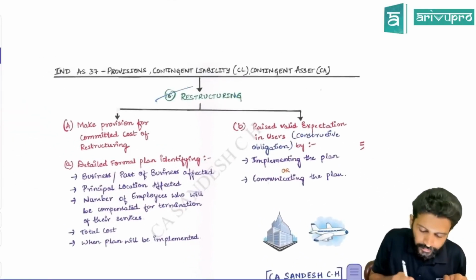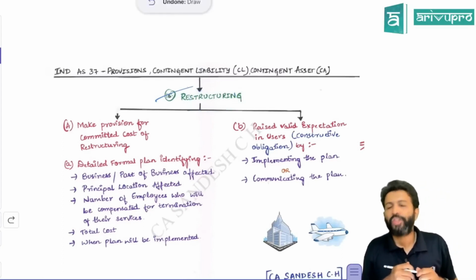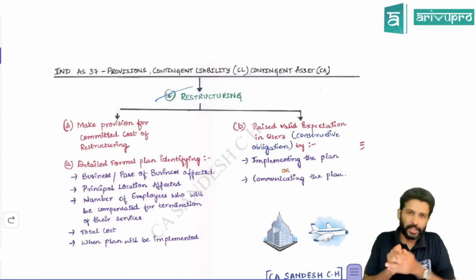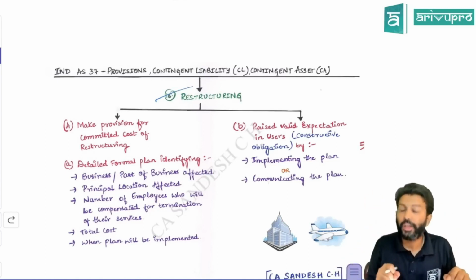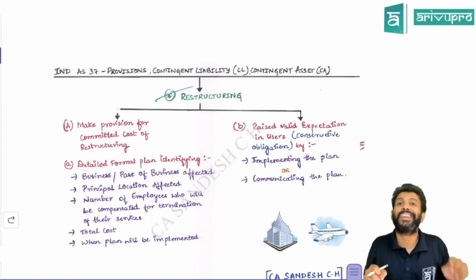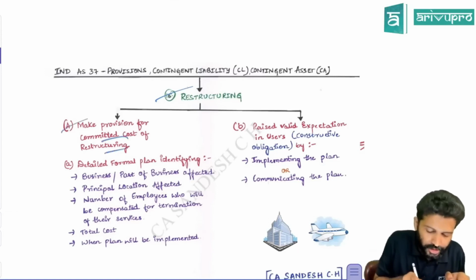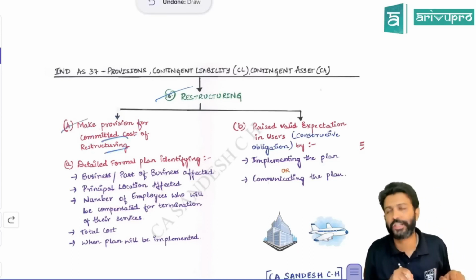Okay. Then the last aspect is restructuring. So restructuring means closing down a division, changing the management structure, etc. All this we call restructuring. So should we make any provision for restructuring? Yes. For committed cost of restructuring, you should make a restructuring provision.